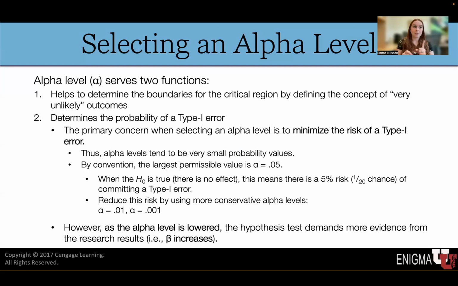0.1%. But an important thing to remember is that as your alpha level is lowered, your hypothesis test is going to demand more evidence from your research results. You need a bigger difference between your sample mean post-treatment and your population mean pre-treatment in order to conclude that there was a treatment effect as your alpha gets smaller.